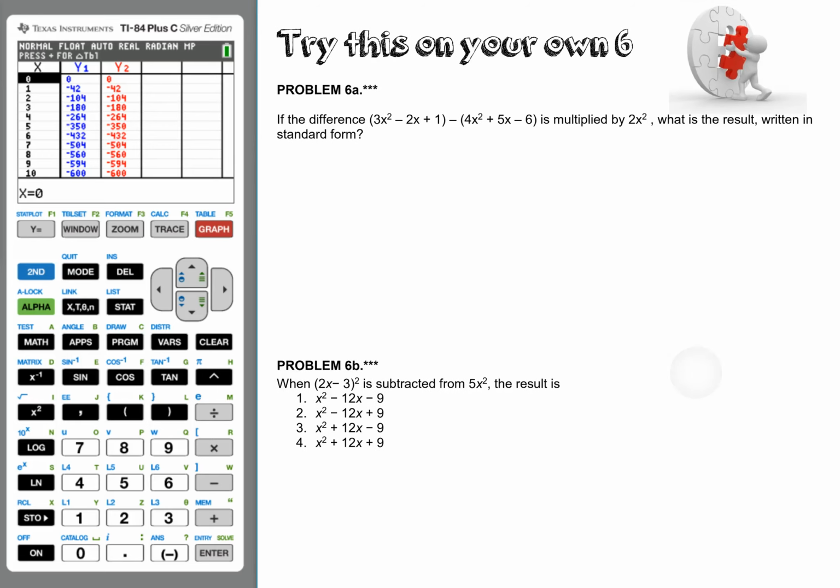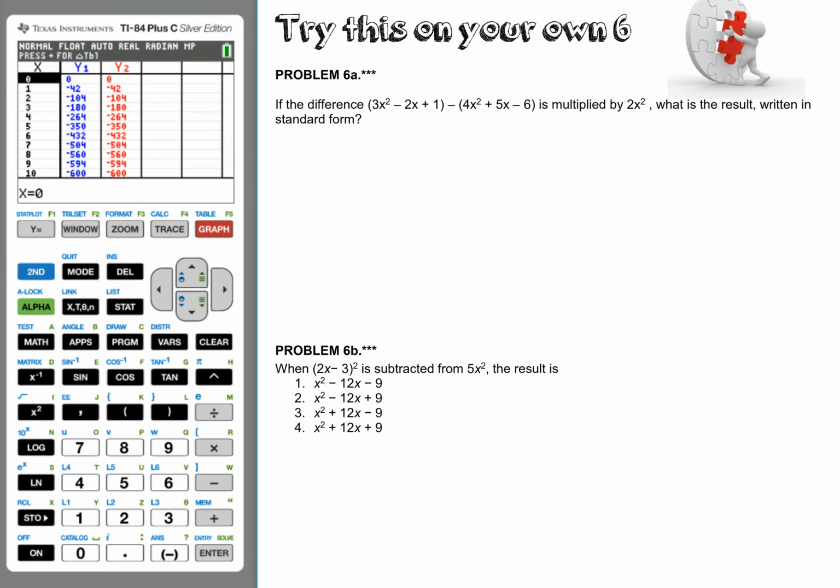Let's work now and try this on your own, problem 6. Problem 6a. If the difference 3x squared minus 2x plus 1 minus 4x squared plus 5x minus 6 is multiplied by 2x squared, what is the result written in standard form?